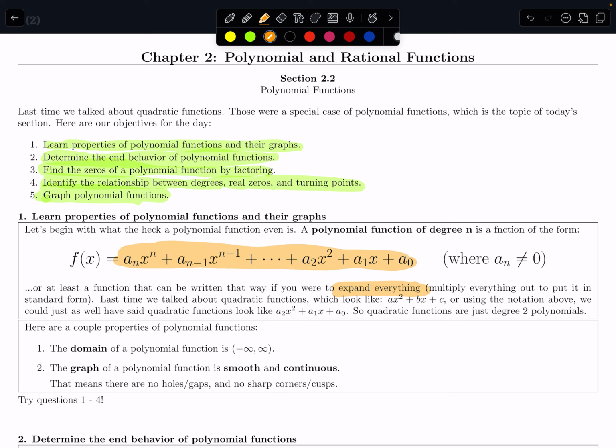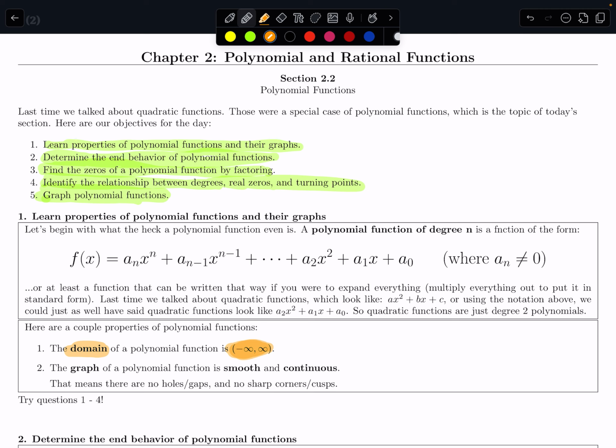Okay, what do we know about polynomial functions? I'll let you read this other part afterwards, but what do we know about them? First of all, their domain is everything. So the domain of a polynomial function is all real numbers, negative infinity to positive infinity. You can plug anything into it and it will give you some real value. And secondly, the graph is smooth and continuous.